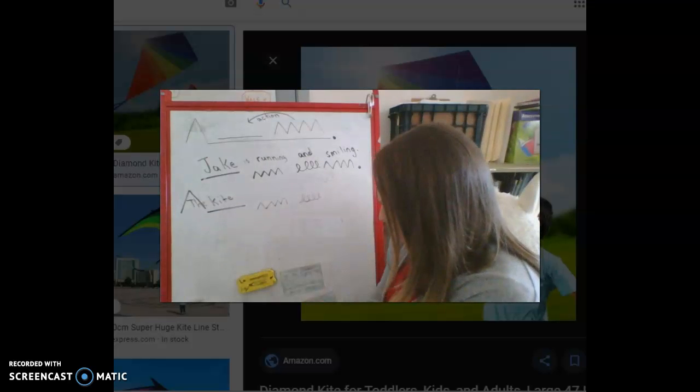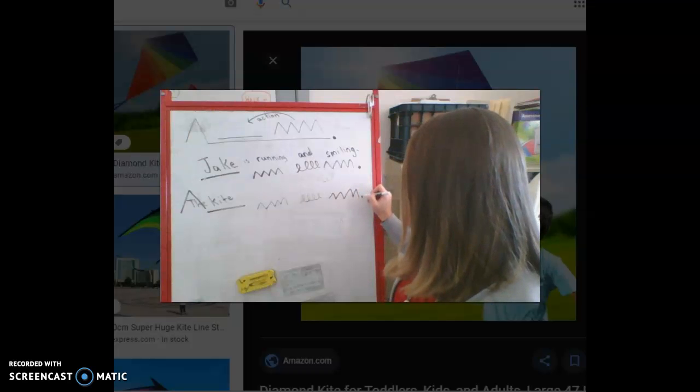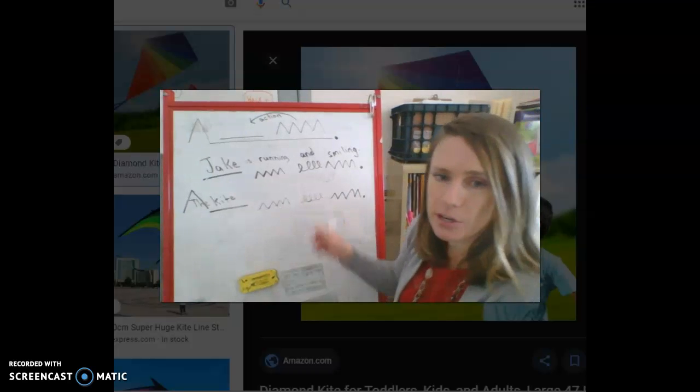My marker's dying again. Okay, we've got our four mountains and we've got our connector.